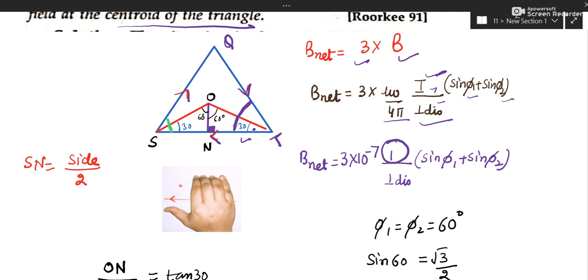So 30, 90, 120. So the remaining angle, this one, is 60. So this is my phi 1 and phi 2 is 60. Sorted. Now the whole side of the triangle is given. So half side is also known, right? And we have to find out ON, that is the perpendicular distance.